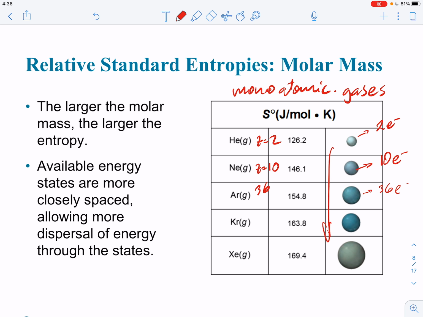Okay, so that's the explanation behind molar mass. So if you want to remember this in a different way, if you have molar mass and the molar mass increases, then the standard entropy also increases. Okay, they go hand in hand. There is a direct proportionality there.